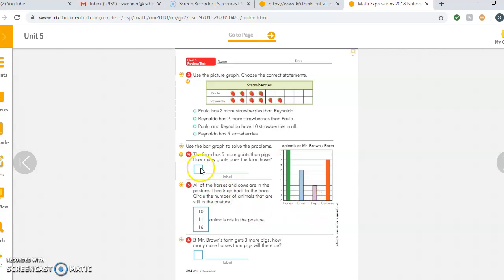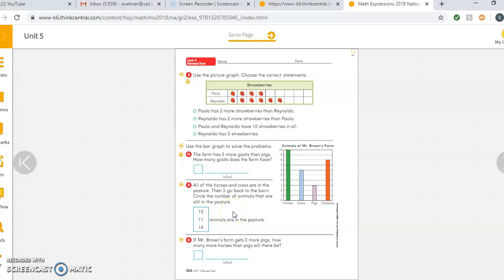Let me actually read number 4 to you. It says the farm has 5 more goats than pigs. How many goats does the farm have? And you might look and say, there's no goats here. They're not on this graph, but they are at Mr. Brown's farm. But what we do know is that there's 5 more goats than pigs. So look at how many pigs there are, and then there's 5 more goats. Write that answer here with your label.